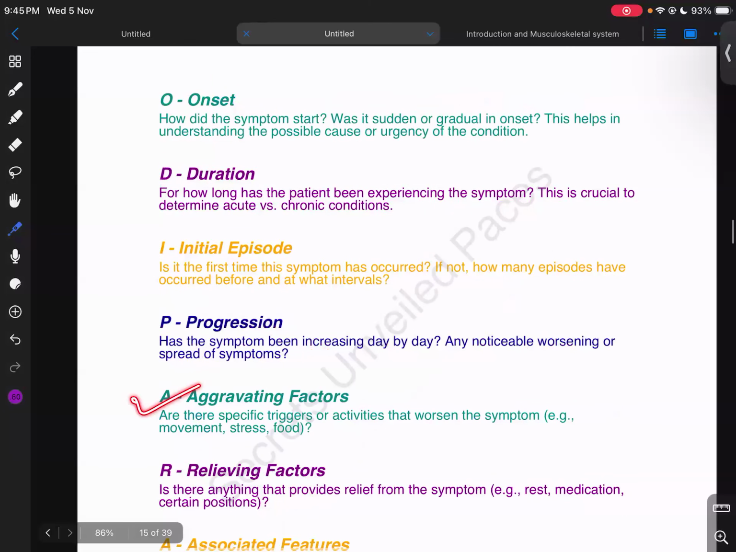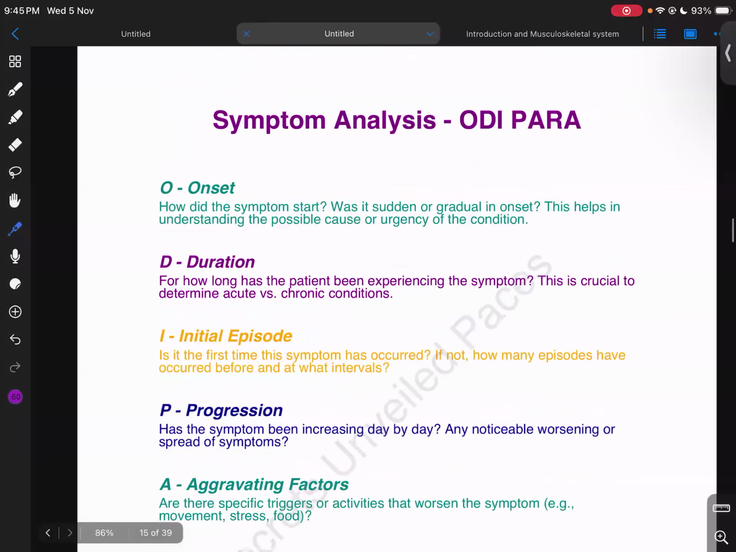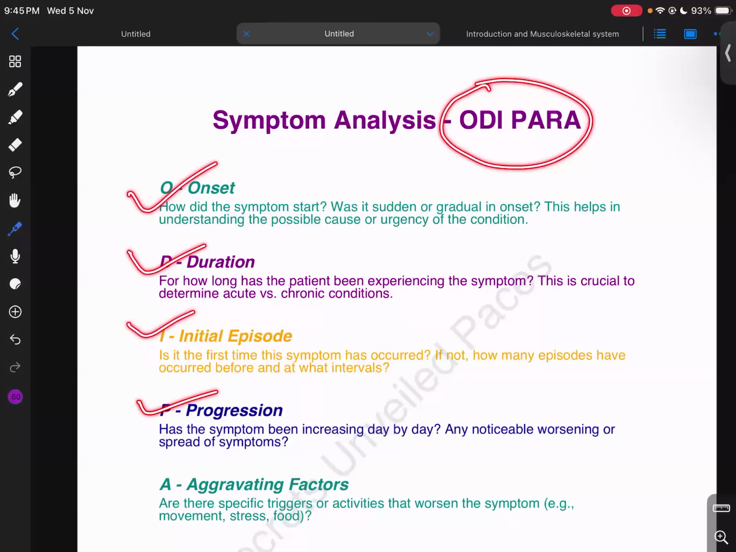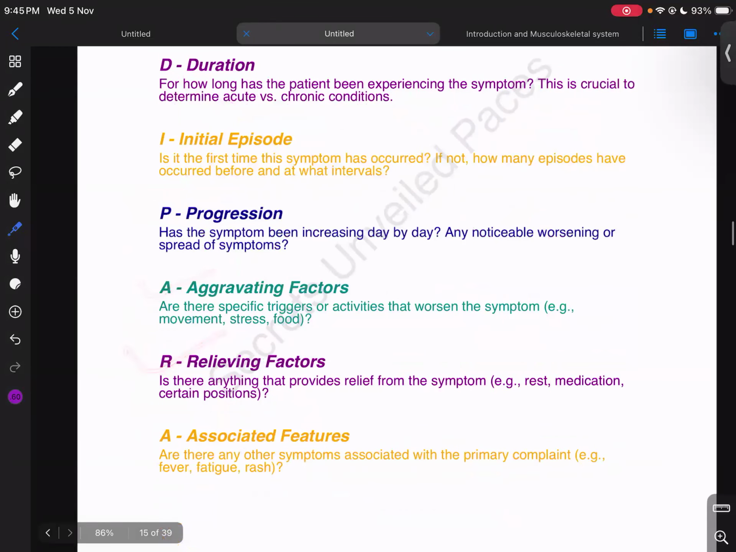Then A stands for aggravating factor, R stands for relieving factor. We have to ask, does anything increase or decrease the symptom? Then the last A stands for associated features. This will not fit for everything. I will tell you where each prompt fits and where it does not fit. So that is ODPARA: O for onset, D for duration, I for initial episode, P for progression, A for aggravating factor, R for relieving factor, and A for associated feature.